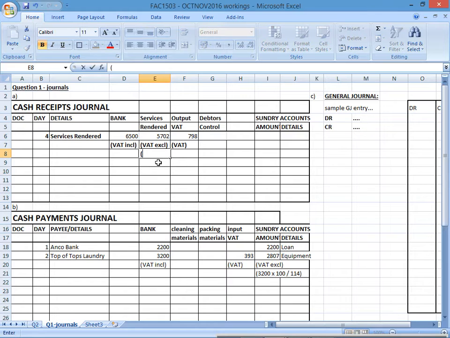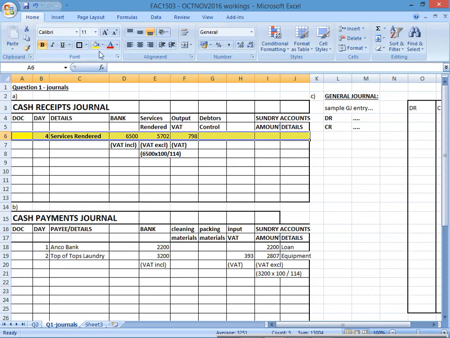Maybe just to show that working, it's 65 times 100 divided by 114, if you're wondering how I got the 5702. Obviously, this you could show in the exam if you wanted to. As long as you've got the right answer, they'll probably mark it right. But in case you make a mistake, maybe it's worthwhile showing a calculation. But this is what you're going to be recording. So the accounting journal is going to record that, and that's it. That's what the accountant would show. Make sense?